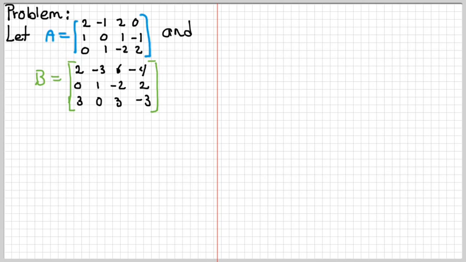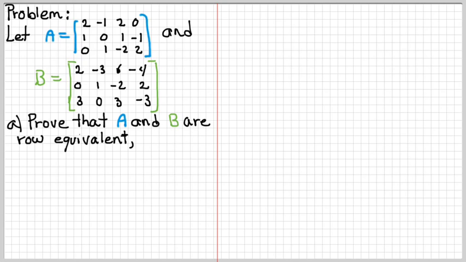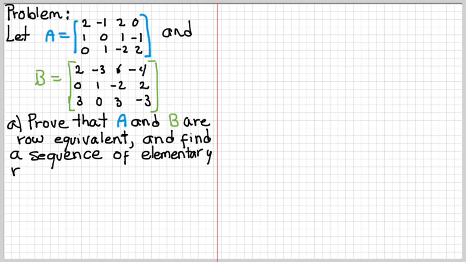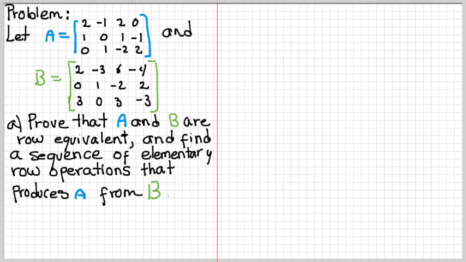Hi everybody, today's problem is about the following. Consider these two matrices A and B. They are matrices of order 3 by 2, and we want to prove that A and B are row equivalent matrices, and we would like to find a sequence of elementary row operations in such a way that we can produce A from B.